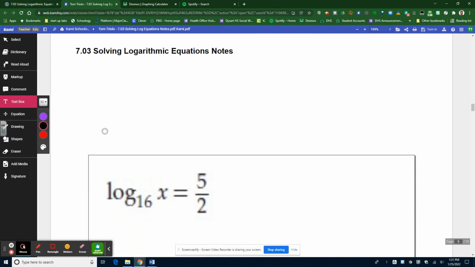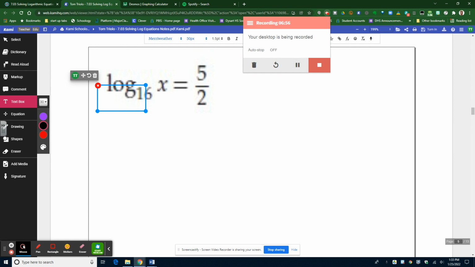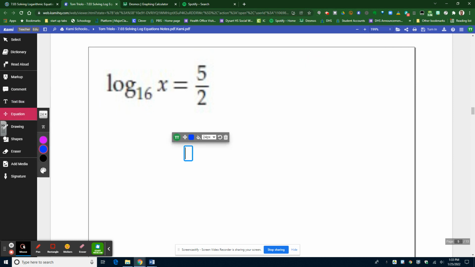Turn it off. All right. Take a moment, see if you can do this one on your own. Remember on the bell work, after we change it into an exponential equation, if we have a fractional exponent, we need to do something else first before just saying, oh, that looks pretty. Let's just leave that alone. No.